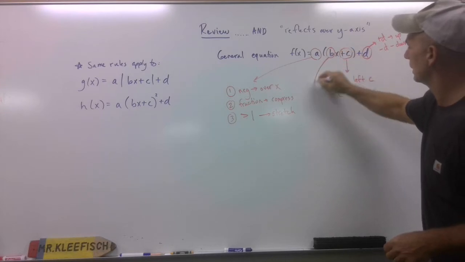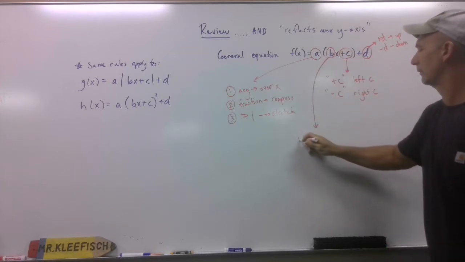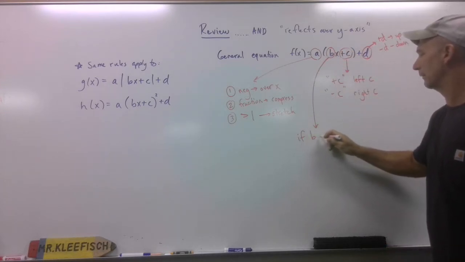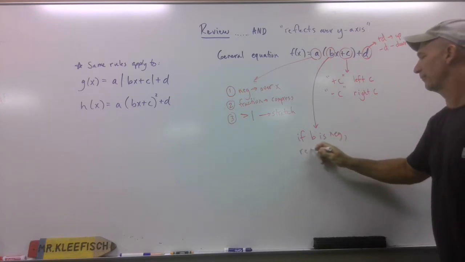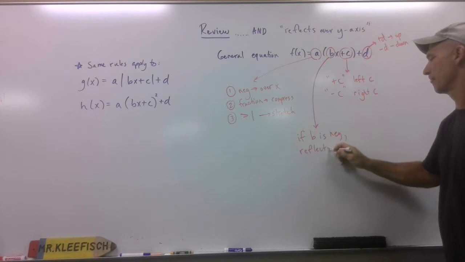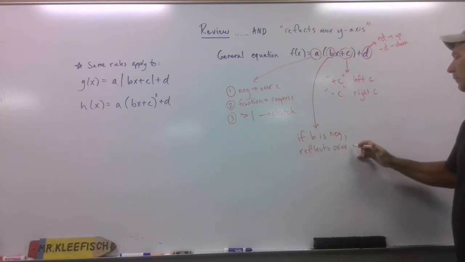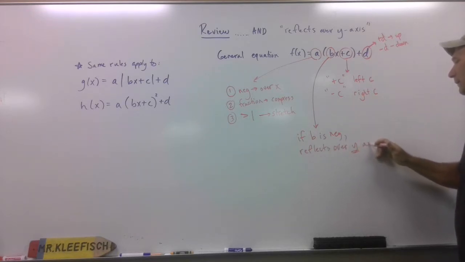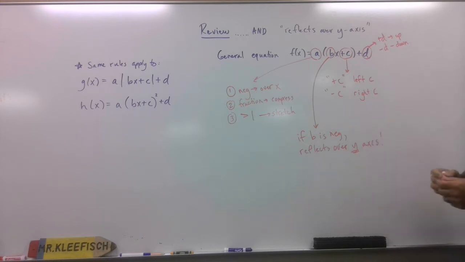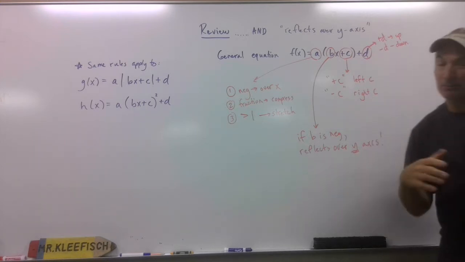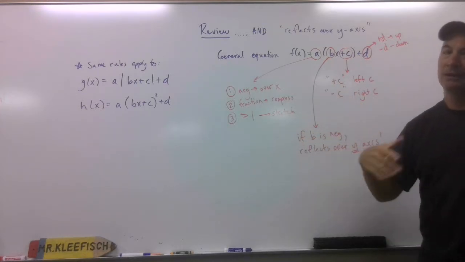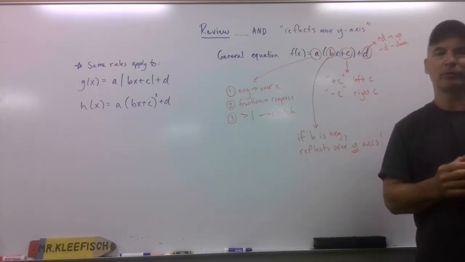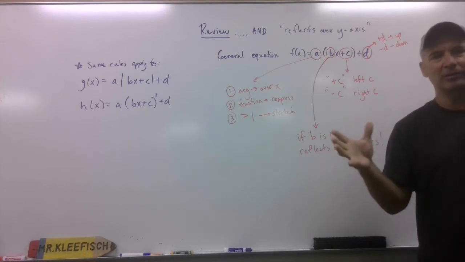So here we go. Here's the key to B. If B is negative, it reflects over the Y axis. And that's pretty much it. So I'm going to put a few examples up here and show you what I mean by it. So it's not all of these crazy letters you're going to see it apply.